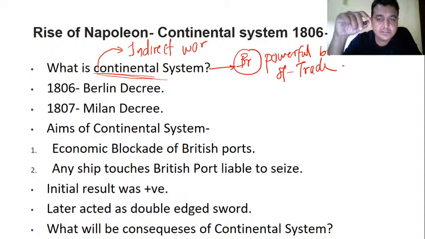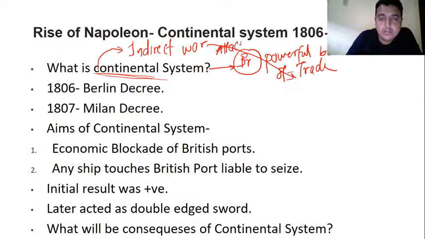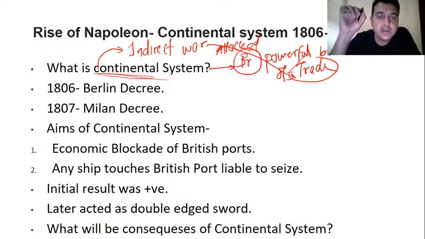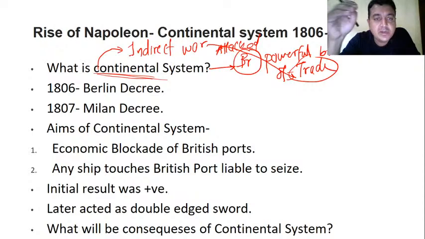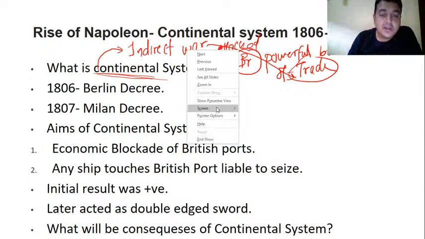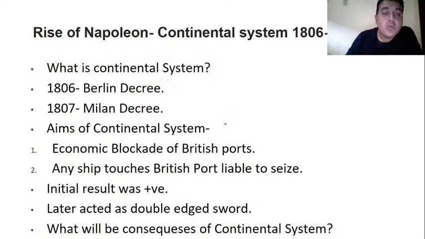So if we attack Britain's trade, don't you think Britain is going to surrender? Because their economy is completely dependent on trade. If you attack their trade, definitely they are going to suffer a lot, and finally they are going to accept it. Clear? It was a simple case. So the continental system was basically economic warfare against Britain.